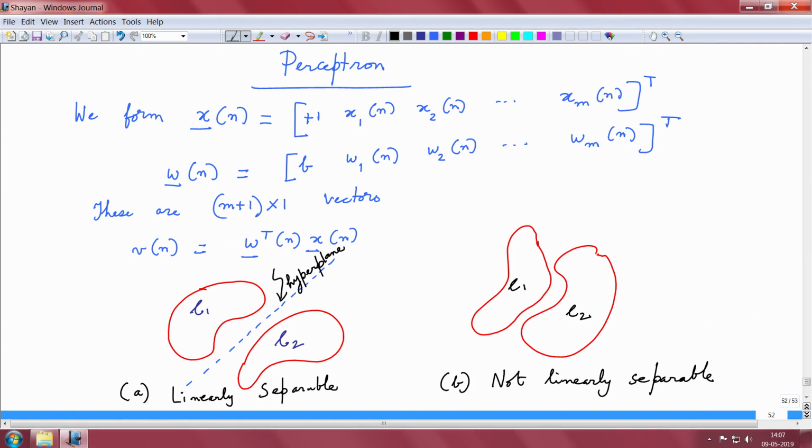We assume these classes do not overlap. So, this is an important assumption. I think I should write it, that classes do not overlap. If they are overlapping, then this makes no sense.